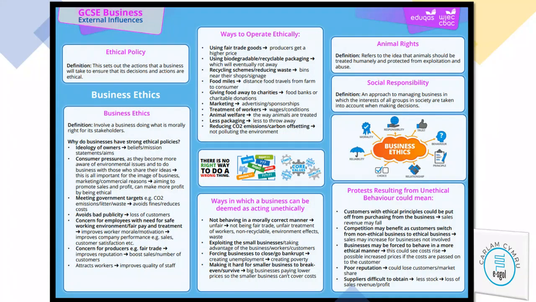Ways in which a business can be deemed as acting unethically. That means not behaving in a morally correct manner. It might be treating staff unfairly, not paying correct wages. It could be not recycling, being unkind to the environment, maybe pumping things into the environment that shouldn't be, exploiting small businesses. It could be using child labour in other countries, or having suppliers that they know use child labour. Could be animal rights.